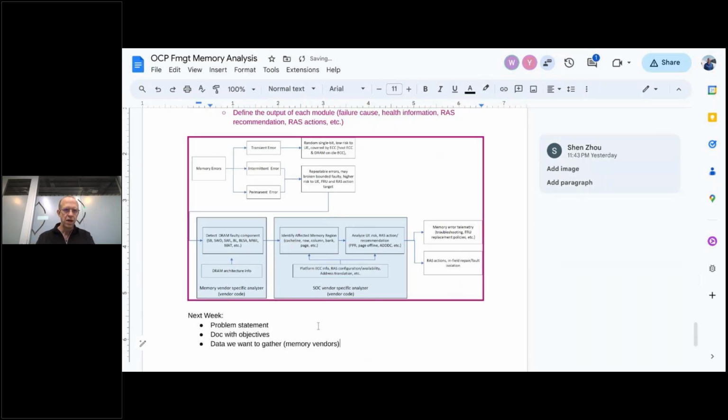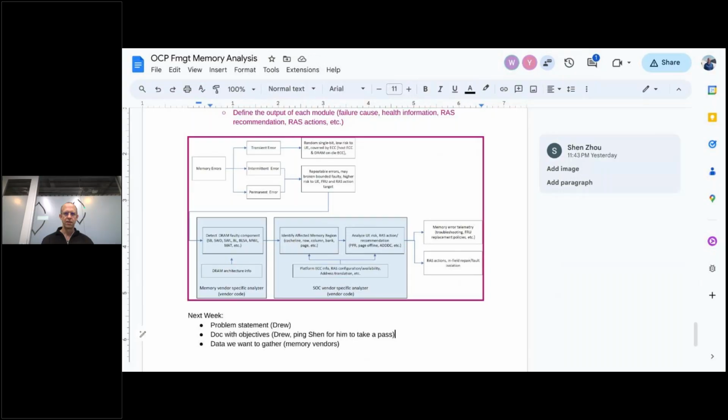Okay, so I will take the problem statement, and Shen, maybe if it's okay with you, I'll copy the objectives into the document. We'll start a new document. I'll copy them and then ping Shen for you to take a pass. Does that sound like a good plan?